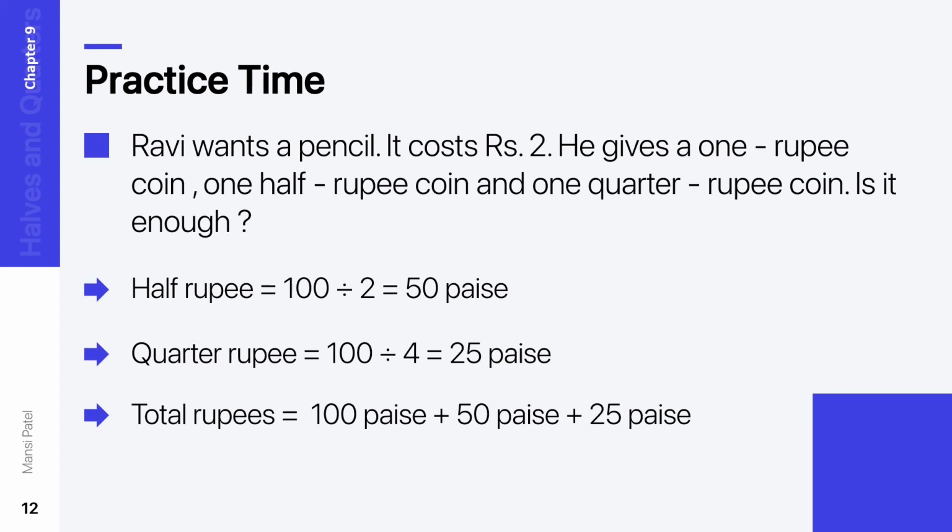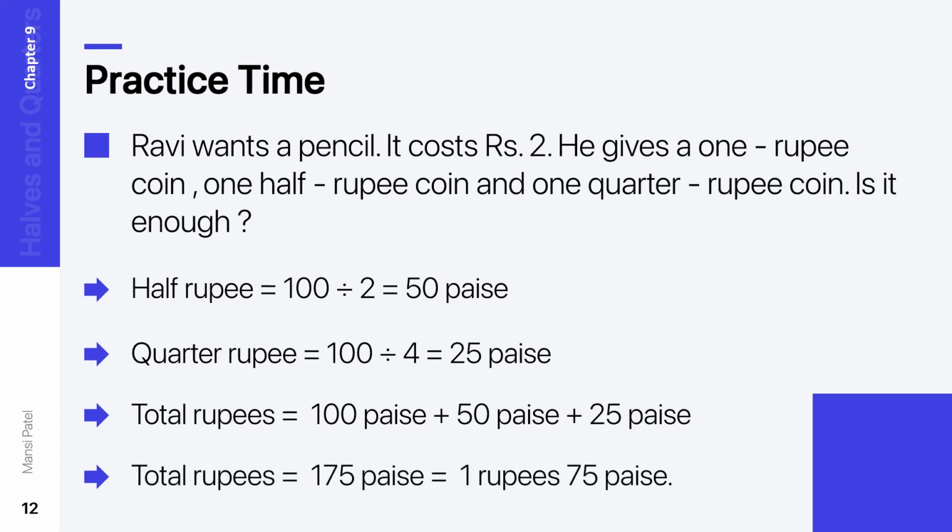Now the total rupees given by Ravi. He gives a 1 rupee coin, which is equal to 100 paisa, then a half rupee is equal to 50 paisa, and a quarter rupee is equal to 25 paisa. Do the addition of all this, 100 plus 50 plus 25. So the total given by Ravi is 175 paisa. 175 paisa, we can say, is 1 rupee and 75 paisa.